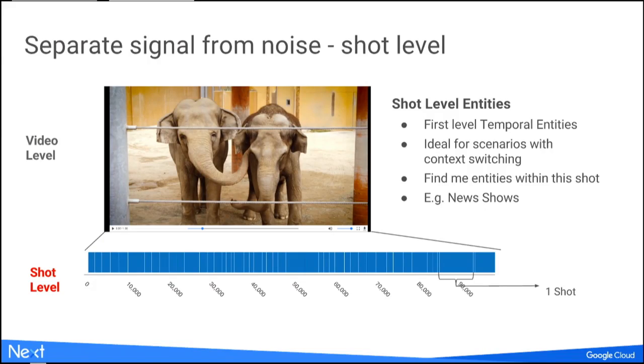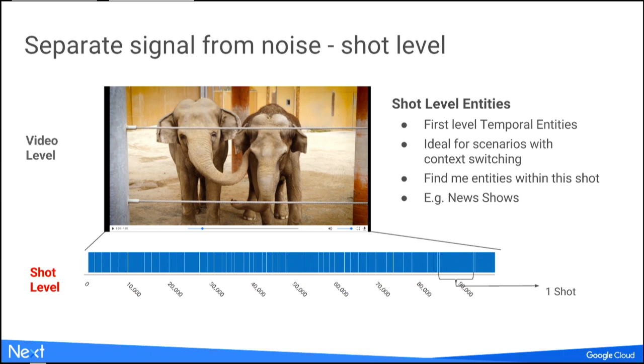The other aspect is shot-level annotations. Think of a shot as a mini video, grouped together based on the shot change. This is a first level of temporality. We'll tell you when in the video something occurred, and group it at a shot level. We tell you the start and end time of the shot, and within that shot, we tell you the most relevant entities.